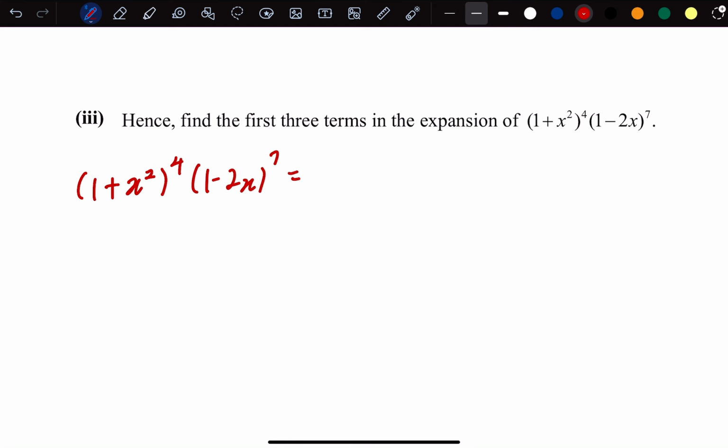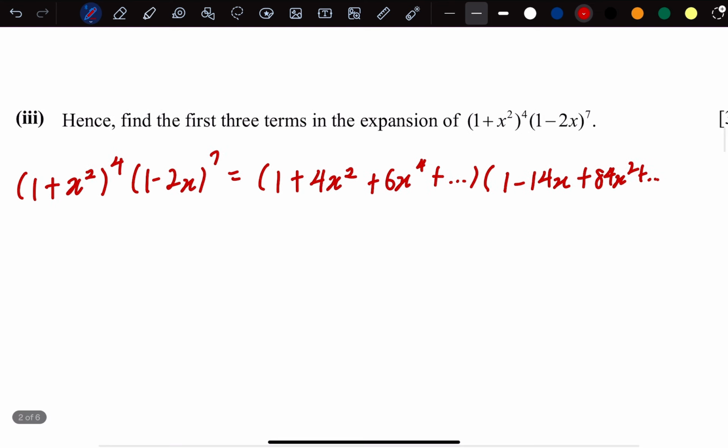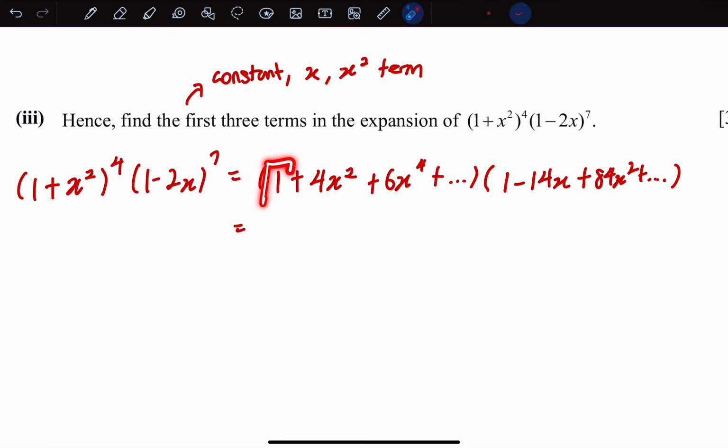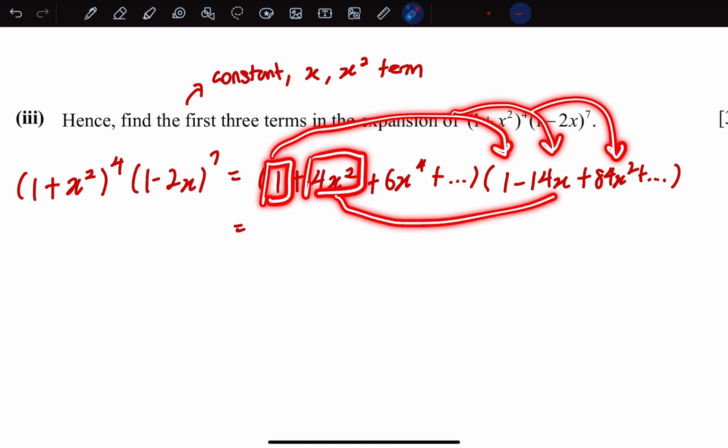I replace these expansions by the terms that I found, which is (1 plus 4x squared plus 6x power 4 plus dot dot dot) times (1 minus 14x plus 84x squared plus dot dot dot). Then after that, find the first three terms. You know that it is your constant term, x term, and x squared term. So you need to identify over here, let's say in this case 1, multiplied to which term will give you what you need. Then after that, your 4x squared, multiplied to which term to give you the terms that you need.